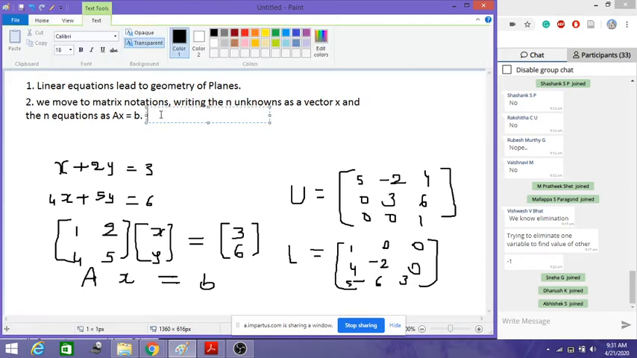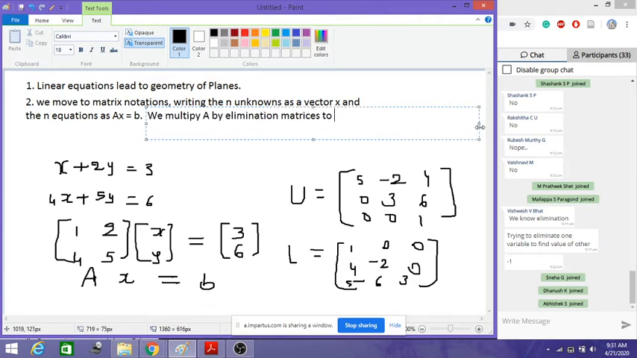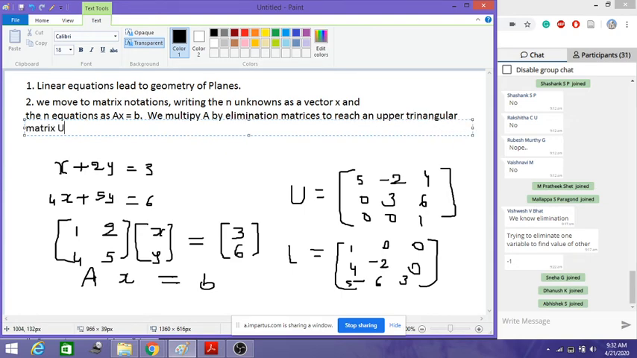So let us see how, and before that, let me complete the statement here. It says that we multiply A by elimination matrices to reach an upper triangular matrix U. So those steps factor A into L times U, where L is the lower matrix. So let us see an example for this case.